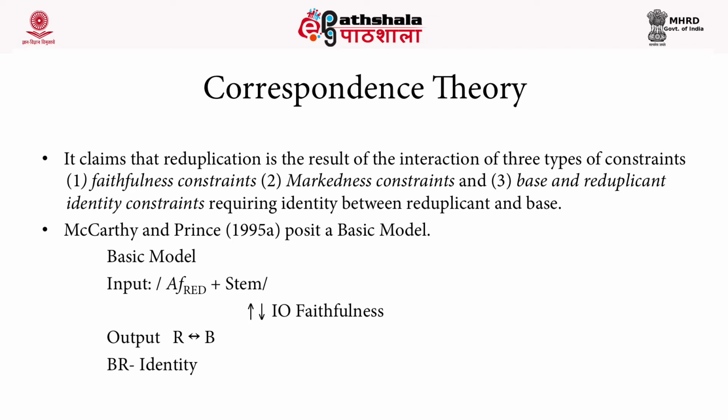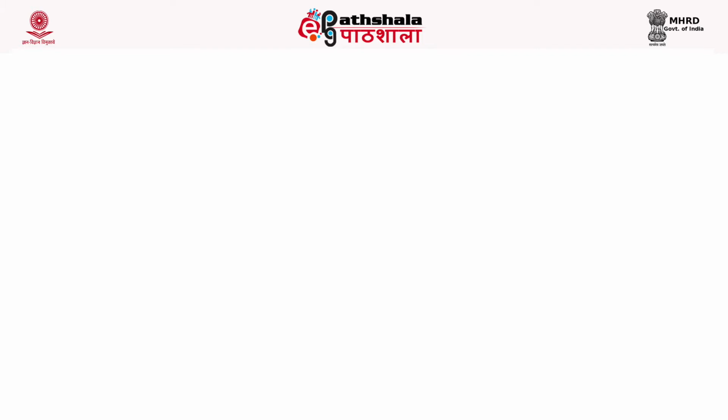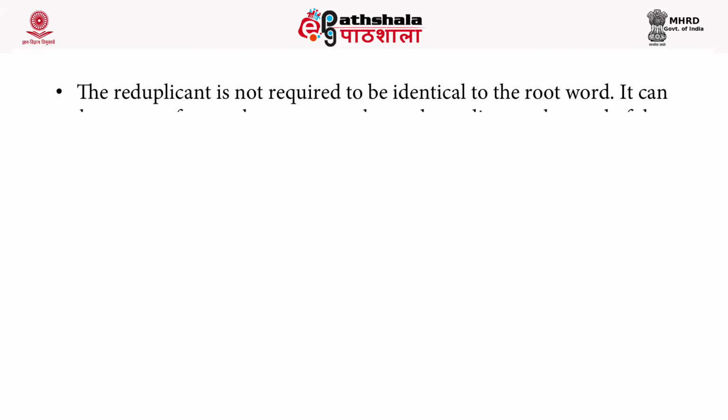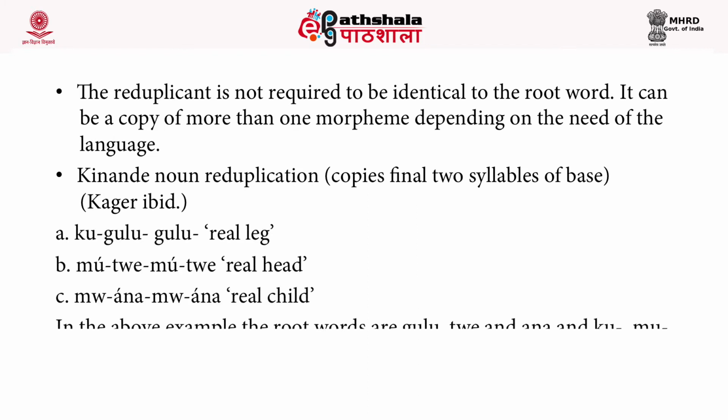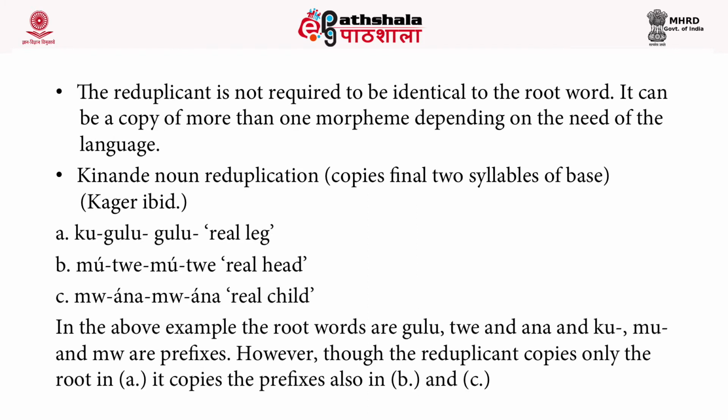Whereas the BR identity constraints look at the identity between the reduplicant, which is the reduplicant affix, and the base. The reduplicant is not required to be identical to the root word. It can be a copy of more than one morpheme, depending on the need of the language.